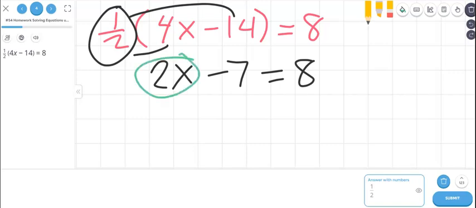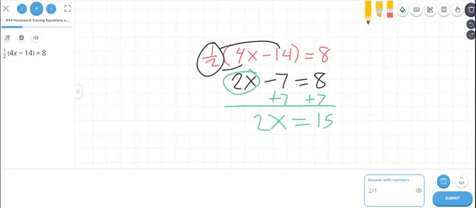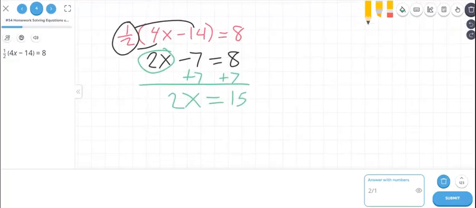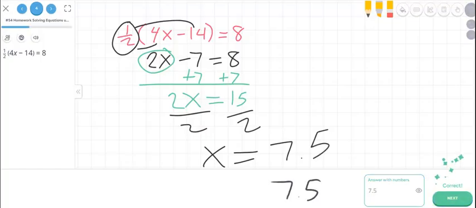Alright, we want to get the 2x by itself, so we add 7, not 6, not 6, 7. So 8 plus 7 is 15. Alright, now we gotta get rid of the 2. So we gotta divide by 2. We get x equals 7.5. It's hard to see that decimal.